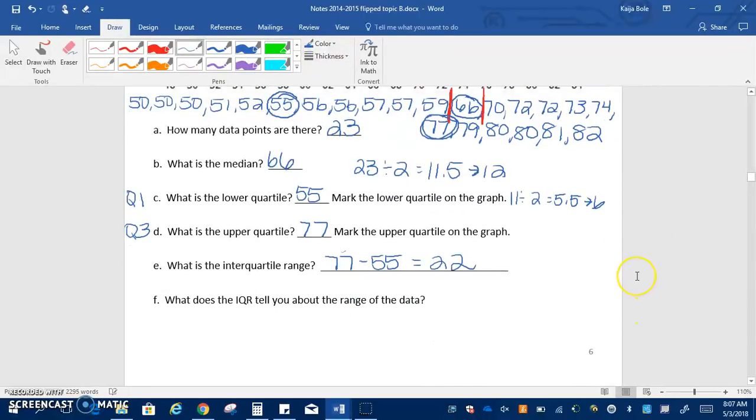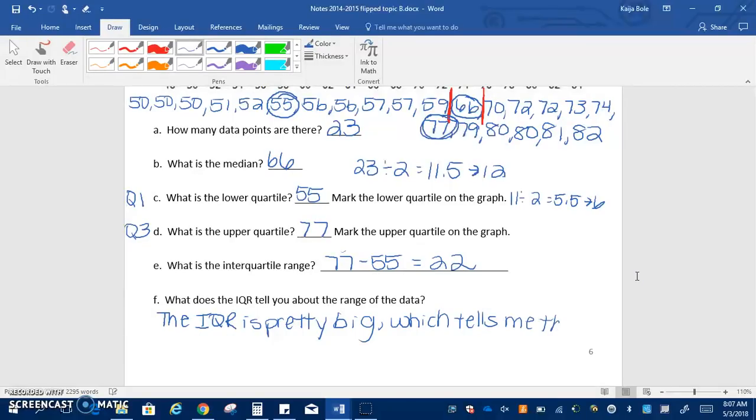Now it says, what does the IQR tell you about the range of the data? That IQR is pretty high, so the IQR is pretty big, which tells me the data is spread out. If you have a big IQR, that means your data is very spread out. I know that was a lot. We're going to do some more practice in class tomorrow, so make sure you bring your questions then.